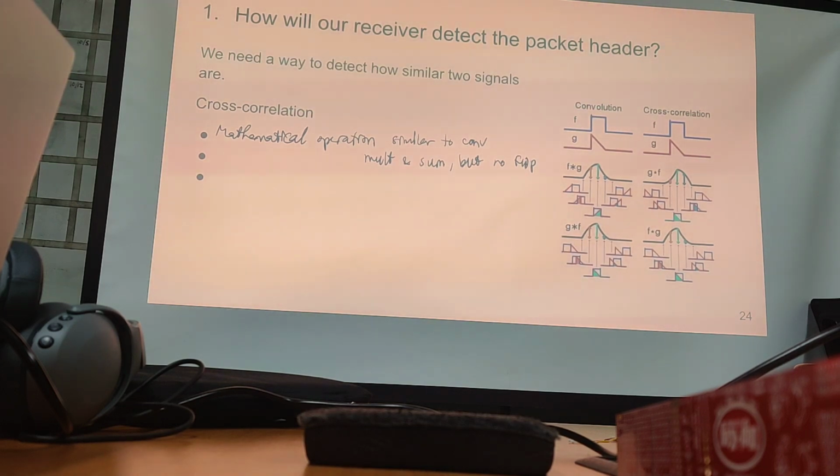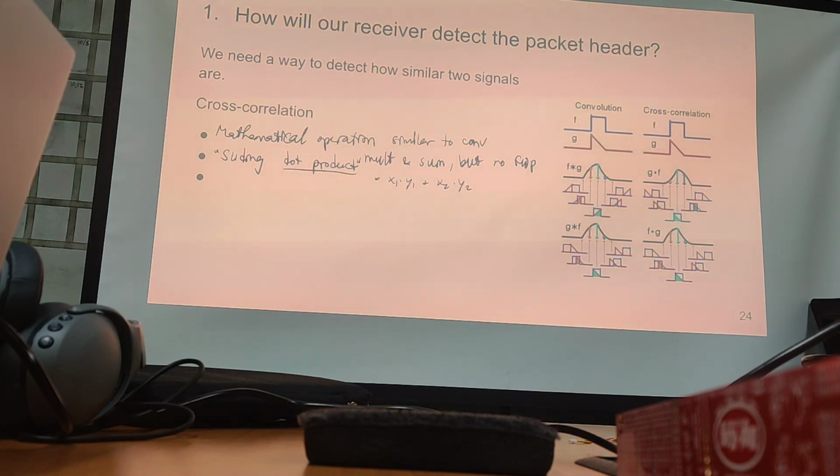cross-correlation is also often referred to as the sliding dot product, where a dot product is the thing from linear algebra that we know, like x1 times y1 plus x2 times y2, etc., if you have some vectors.